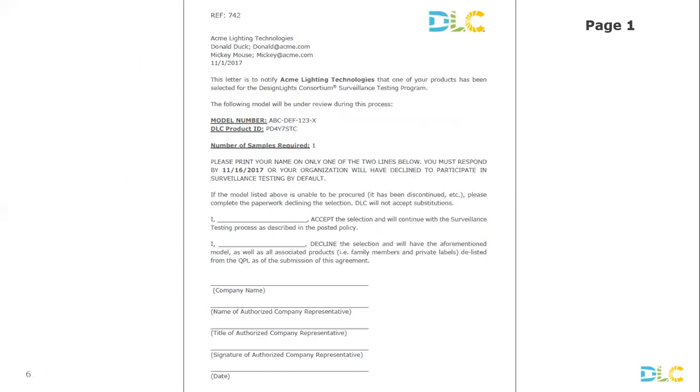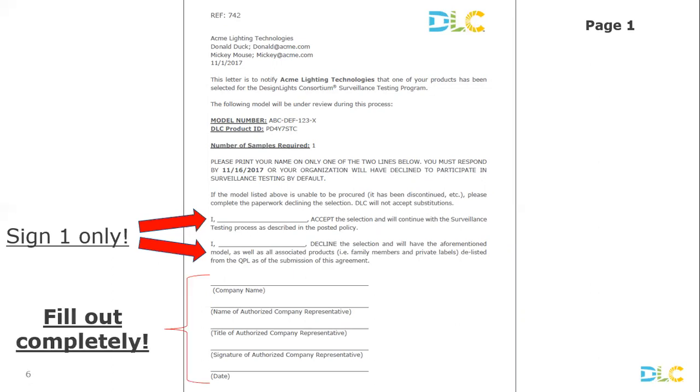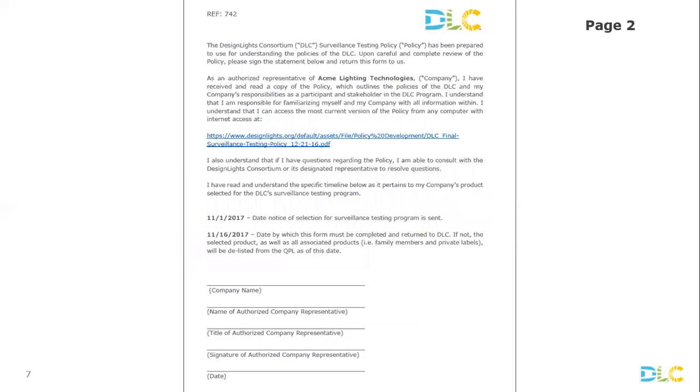Okay, and this is the paperwork you're going to receive in your notification. What you're going to want to do is either accept or decline testing based on this line right here. And please only sign 1. If you are declining testing, you don't need to fill out anything else. But if you are accepting testing, you need to fill out the rest of the information. There will be a date when the notification is sent, and then there'll be a date when you are due to respond back with your paperwork.